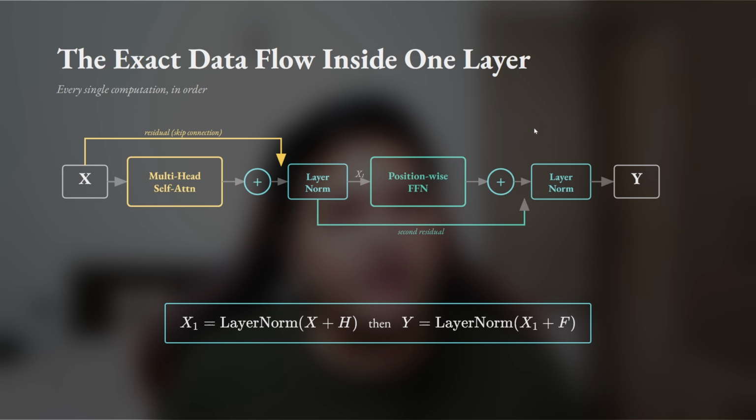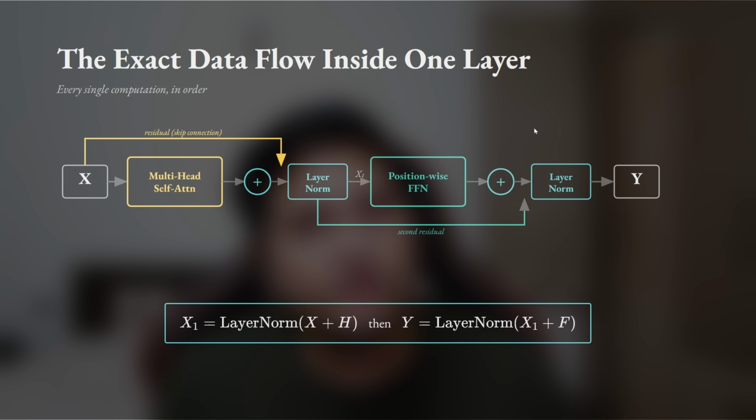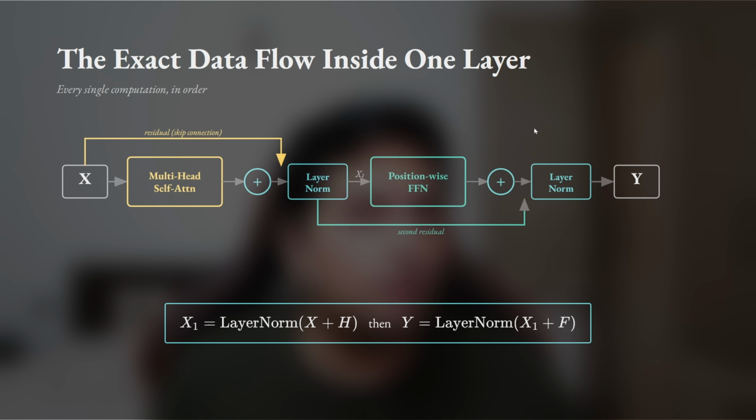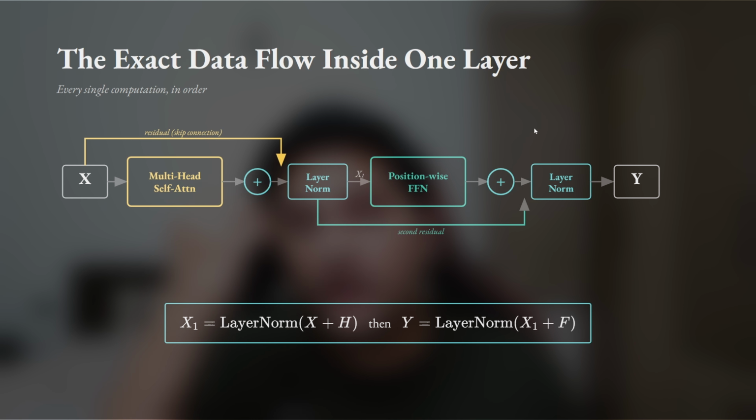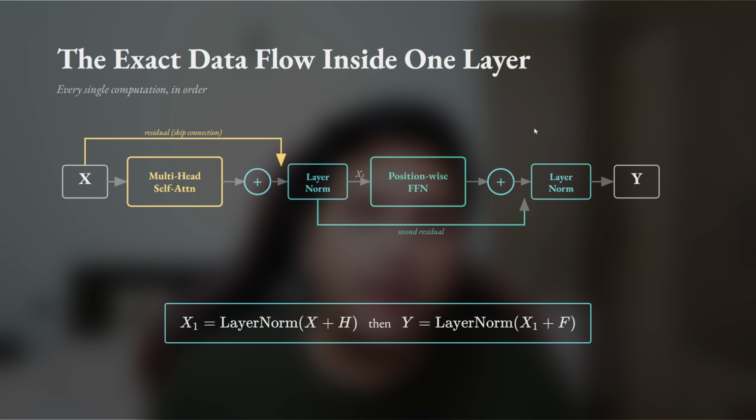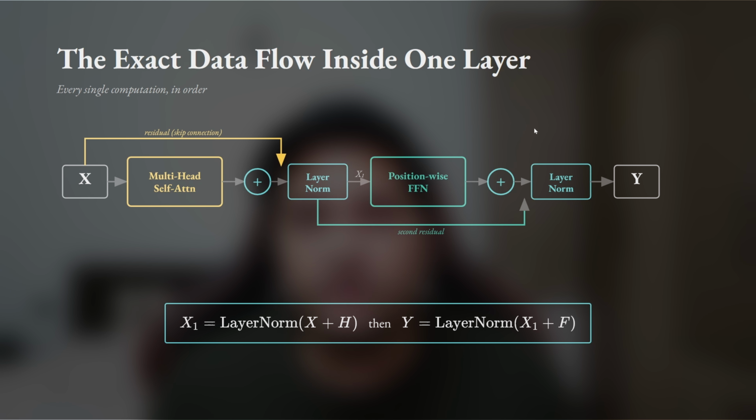The same addition and normalization happens again. Feed forward's output is added to the bypassed X1, and the result is normalized by the second layer norm. And what exists on the right is Y. Y is of the same shape as X, the same number of tokens, the same number of dimensions per token. The matching shape is what allows the next encoder layer to receive Y without any modification.